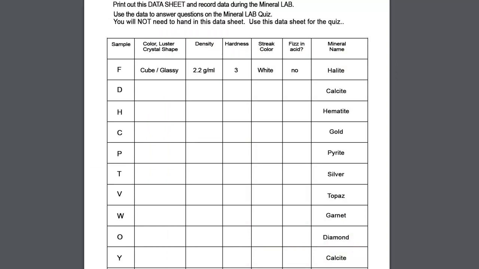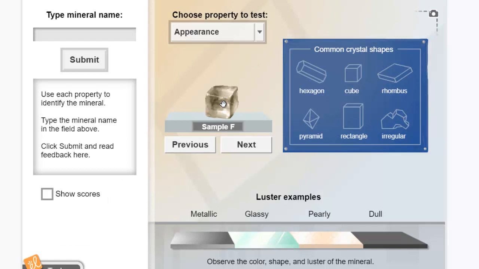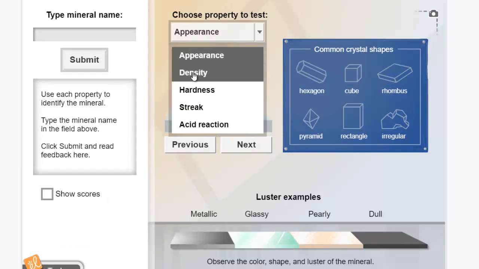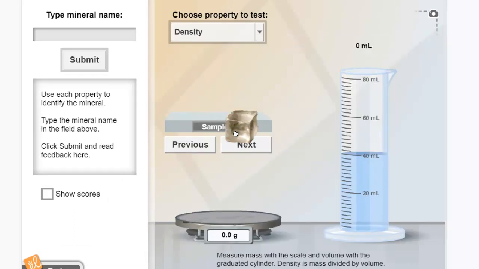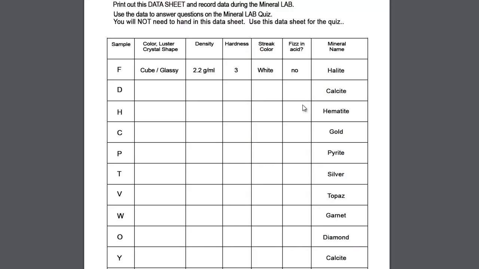Now let's go to density. Go to the drop down, click on density, bring the cube down on the balance scale. It's 33 grams. That's the mass. So how dense is it? Let's get the volume and find out. It's 15 milliliters in volume. So take the 33 and divide it by 15, and you get 2.2 grams per milliliter, and that's how dense this particular mineral is.